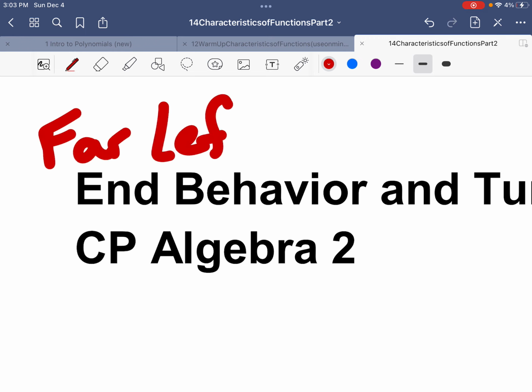So what about an even degree? What about an even graph? If we go up here to one of our evens, maybe this x squared, we see that the end behavior, that is the left and the right side, are both going the same direction. How about our other even degree? Same thing, they're both going in the same direction.